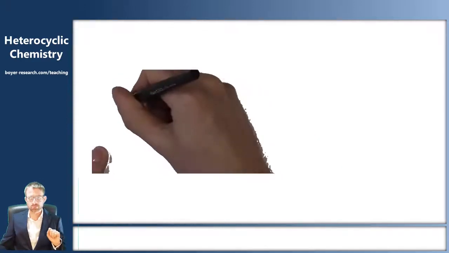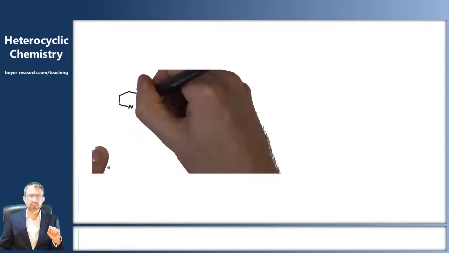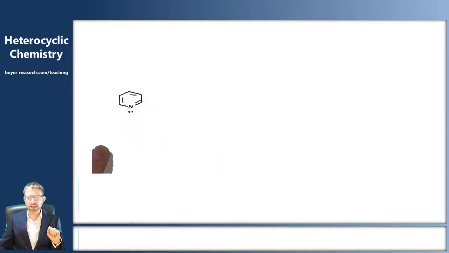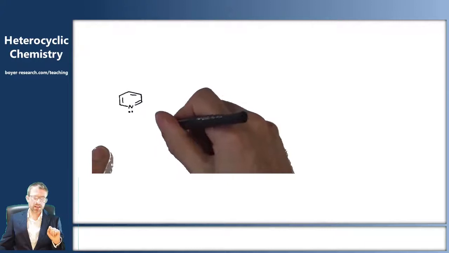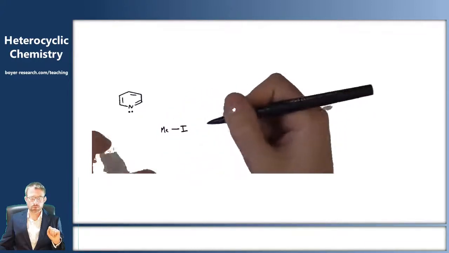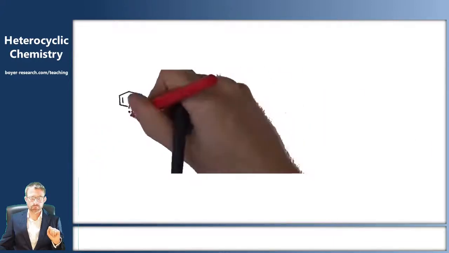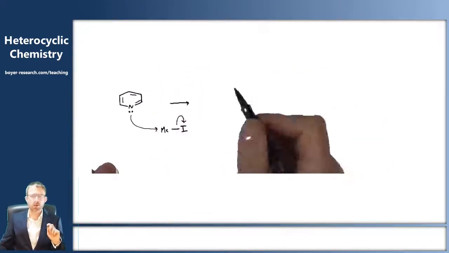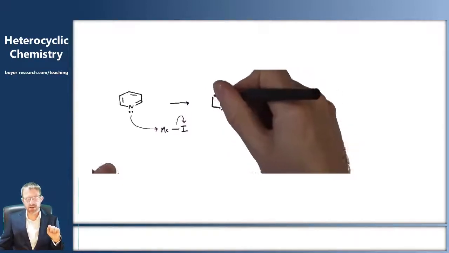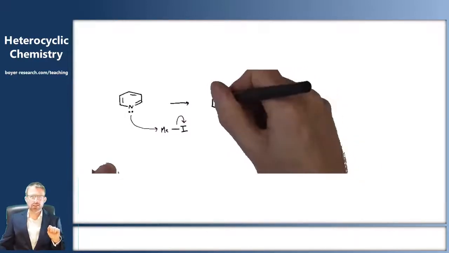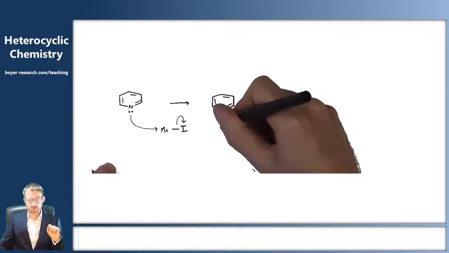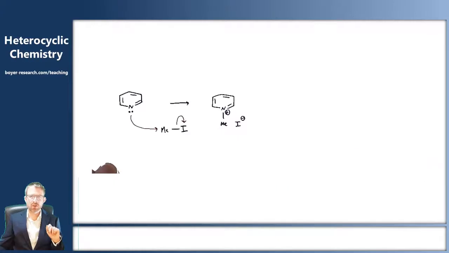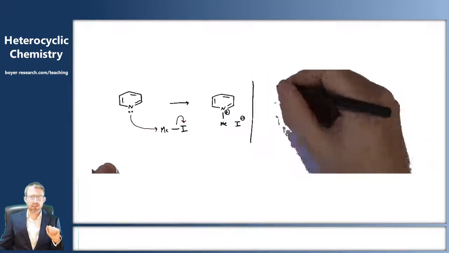Alternatively, if we add in an electrophile such as methyl iodide, now our high energy lone pair, the HOMO, will break that carbon iodine bond to make a new nitrogen carbon bond, which gives us the methyl pyridinium salt with an iodide counterion.